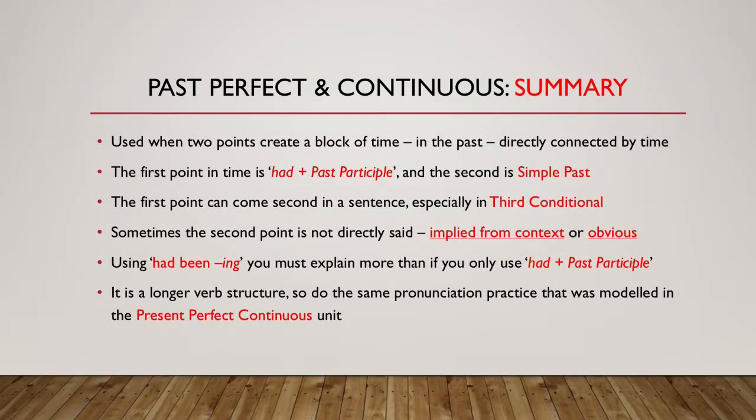To bring it all together, past perfect and continuous are used when 2 points create a block of time in the past directly connected by time. The first point in time is had plus past participle, and the second is simple past. The first point can come second in a sentence, especially in third conditional. Sometimes the second point is not directly said. It is implied from context or just obvious.